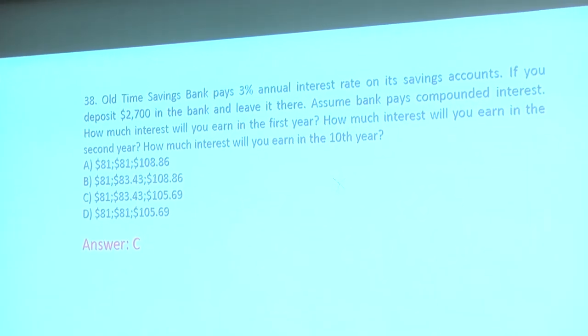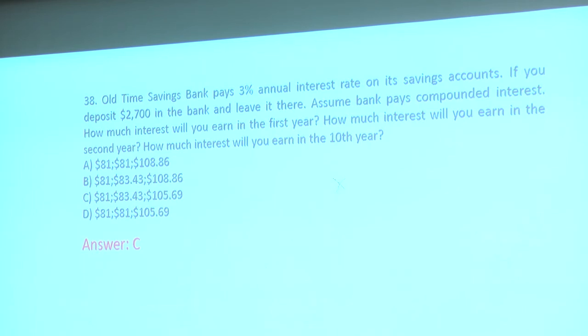Old-time savings bank pays 3% annual interest rate on the saving account. If you deposited $2,700 in the bank and leave it there, assume bank pays compounded interest. How much interest will you earn the first year? How much interest you will earn in the second year? And how much interest would you earn in the 10th year? How do we calculate interest? Interest is what? The saving before times interest rate, right? So the first year's interest will be what?